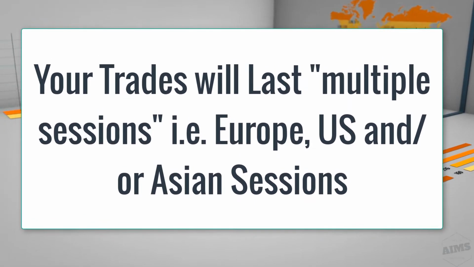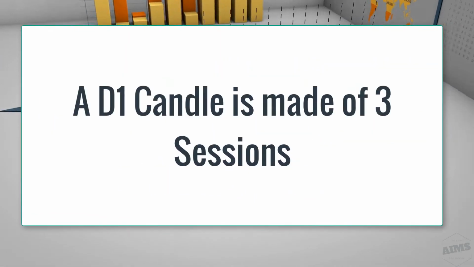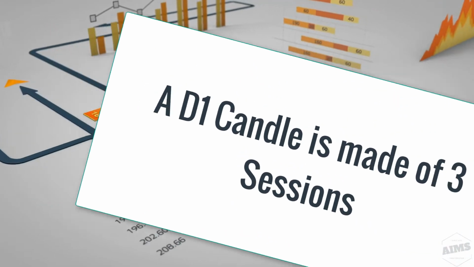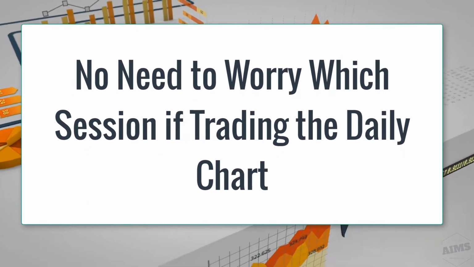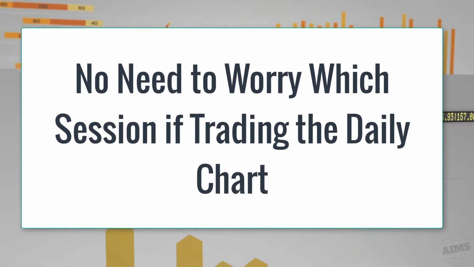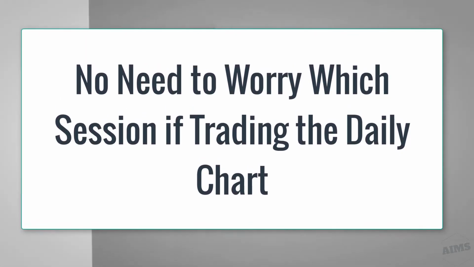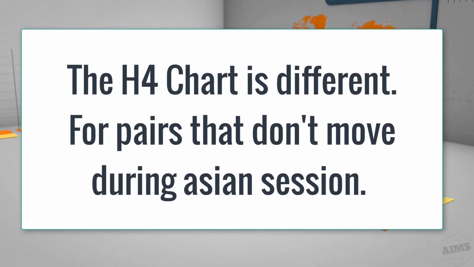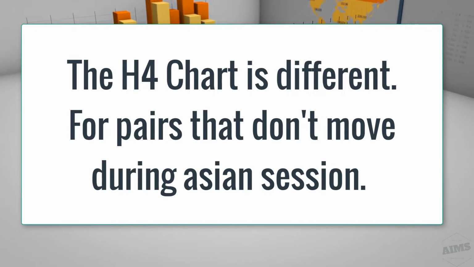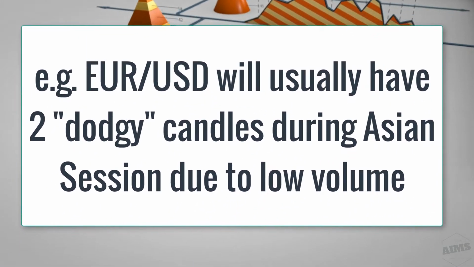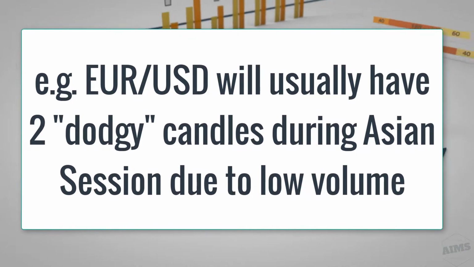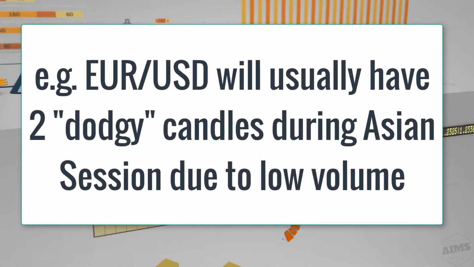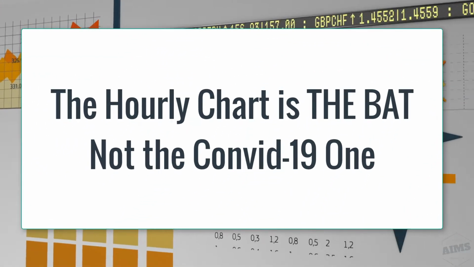And especially if you're trading the 4-hour or the daily chart, it's inside about 3 or 4 sessions. Let's say 3 sessions. So you don't really need to worry, especially on a daily chart, because all the sessions are in it. On the 4-hour chart, there are a couple of candles that might be low volume candles. That happens in the Asian session for the pairs that don't move during the Asian session.